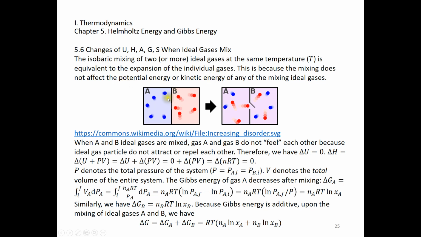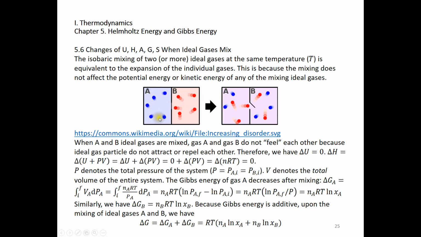For example, let's look at this diagram. We're going to mix A and B. Now you can see A initially occupies a smaller volume. After expansion, A occupies a larger volume. Same for B. So really the volume of A is doubled, the volume of B is doubled. It's an isothermal expansion. In an isothermal expansion, we know PV equals nRT.